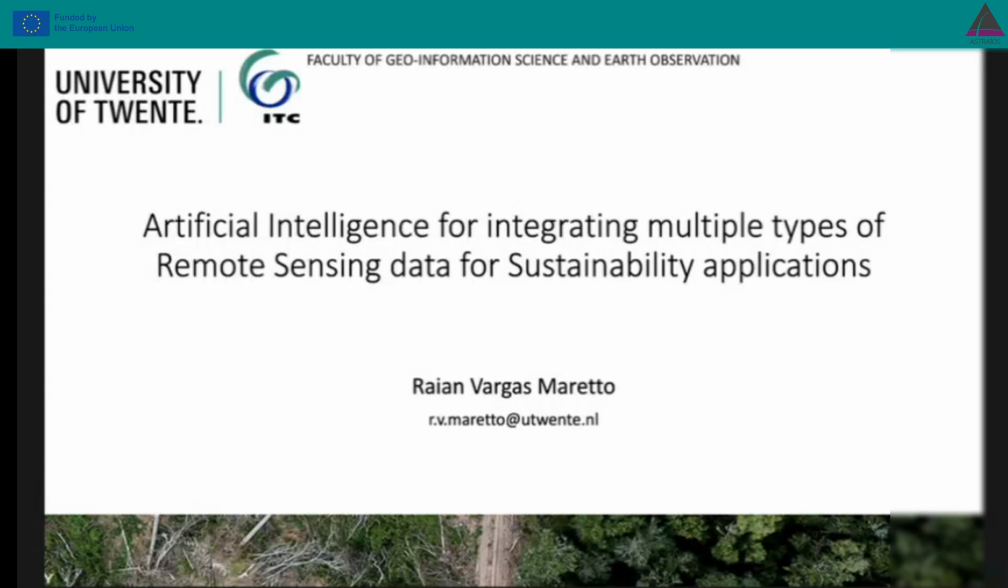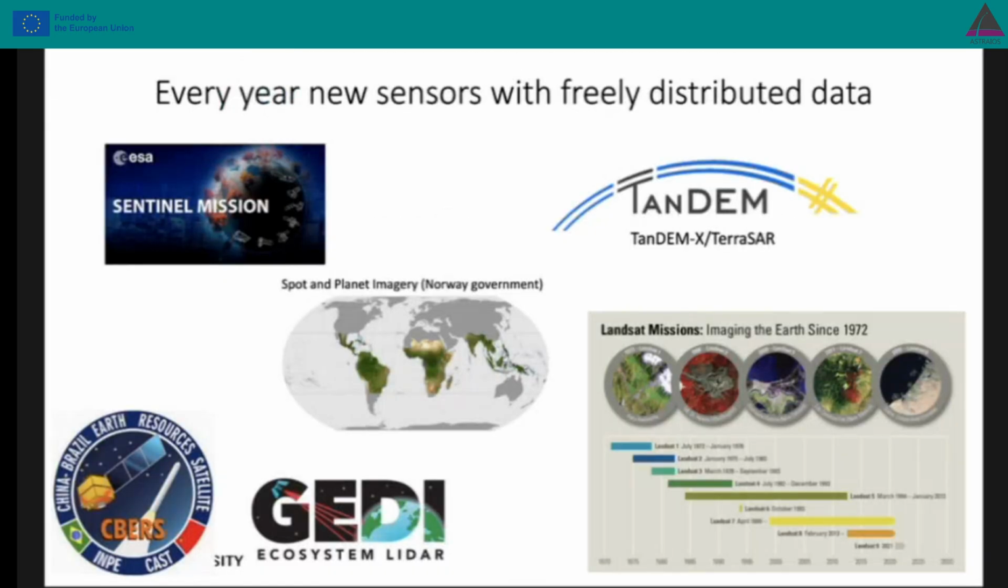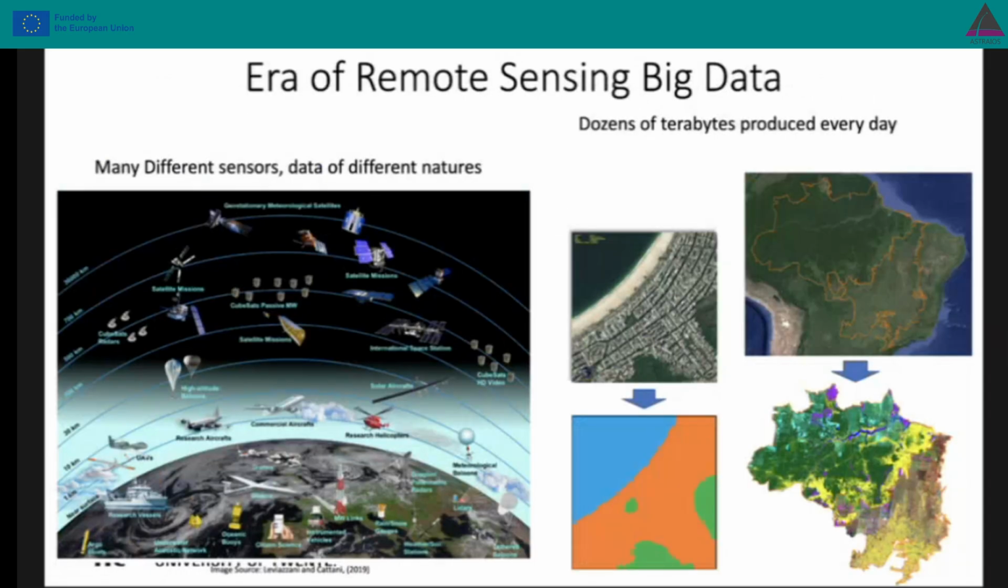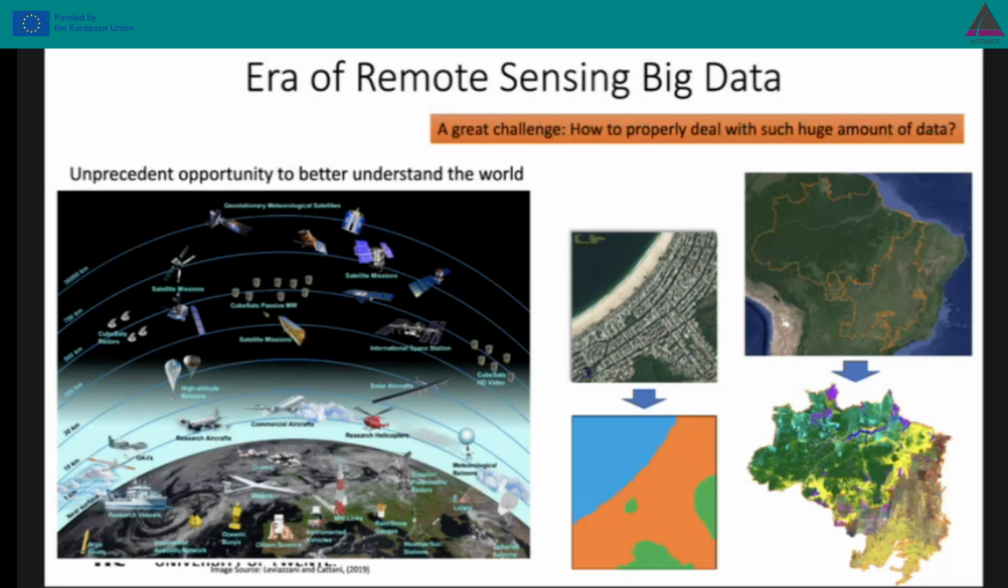Welcome, everyone. Today, I will talk a little bit about the research that we have developed on using AI for integrating multiple types of remote sensing data, mainly for sustainability applications. Initially, why do we need AI? Every year we have new sensors being developed and a lot of freely distributed data of different types and natures. These many different sensors produce dozens of terabytes every day, opening first an unprecedented opportunity to better understand our world, but also a great challenge of how we can process such a huge amount of data.